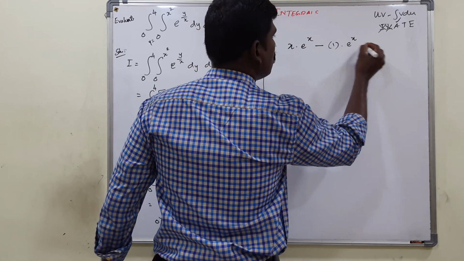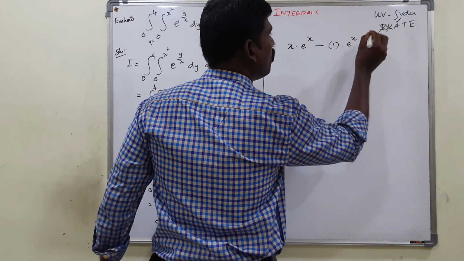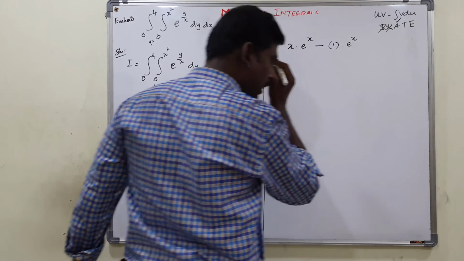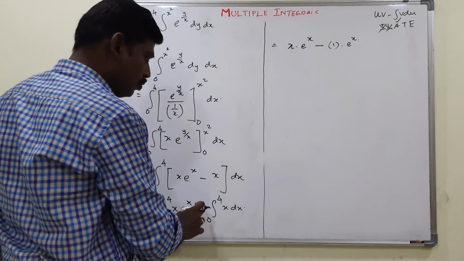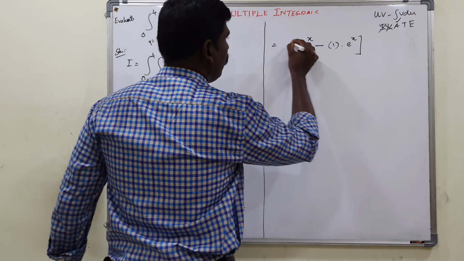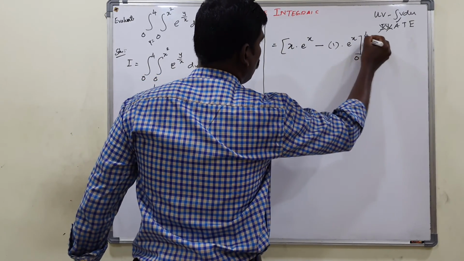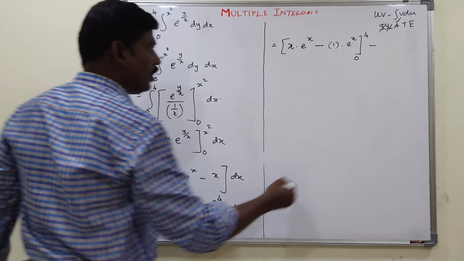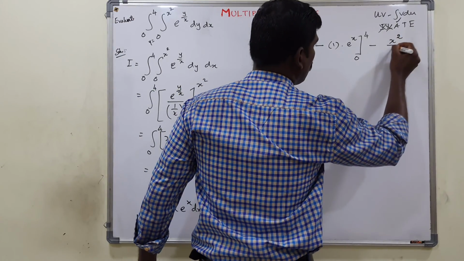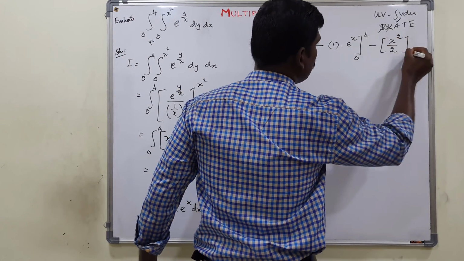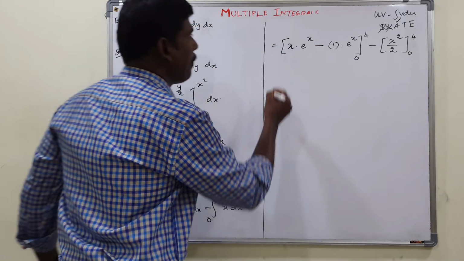Next one, plus. What is the derivative of 1? 0. So no need to write the remaining terms. Next we need to apply the limit 0 to 4 for the first part, minus, what is the integral value of x? X square by 2, with the same limit 0 to 4. That's all.